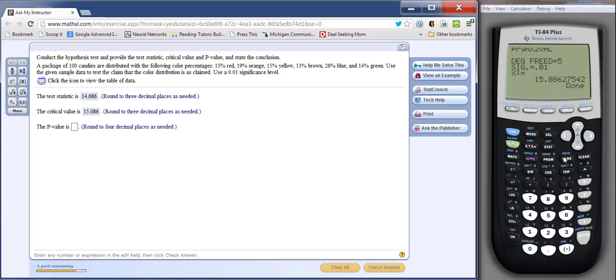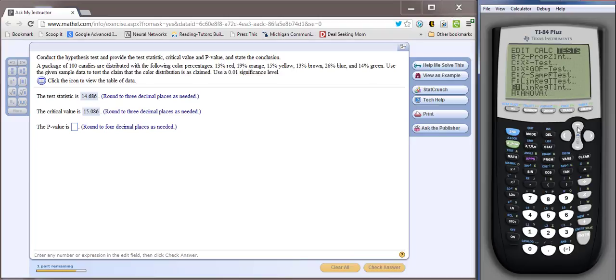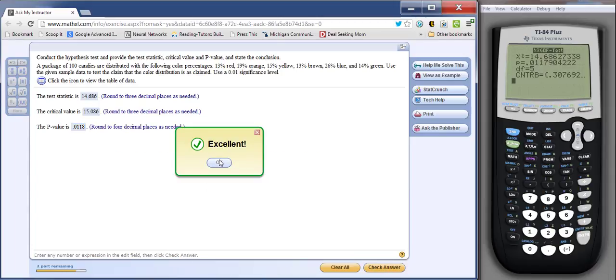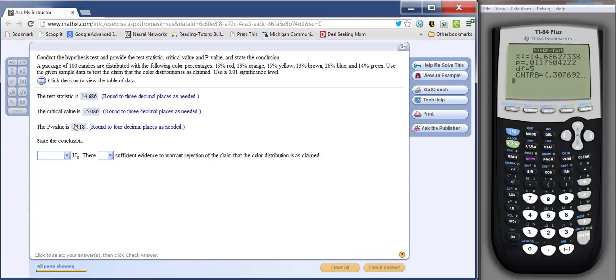Now it wants the p-value, so we can always go back to Stat and then Test and the chi-squared goodness of fit test and calculate this one more time to get the p-value to 4 decimal places, 0.0118. Check answer. Excellent. And state the conclusion.